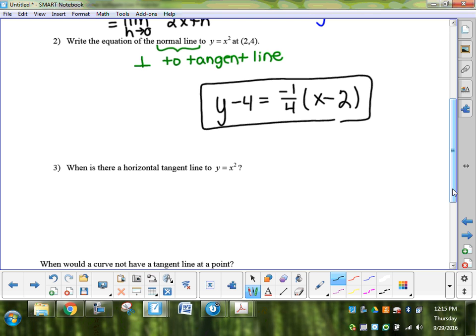When is there a horizontal tangent line? Well, if you're thinking about what this graph looks like, here's the graph of the parabola. A horizontal tangent line is going to be one that's flat going across. What is the slope of a horizontal tangent line? 0. We need to find when our slope is going to be equal to 0, and you can't eyeball it. So we know the equation to find the slope anywhere.